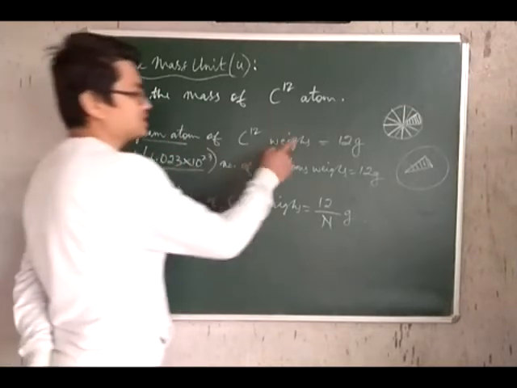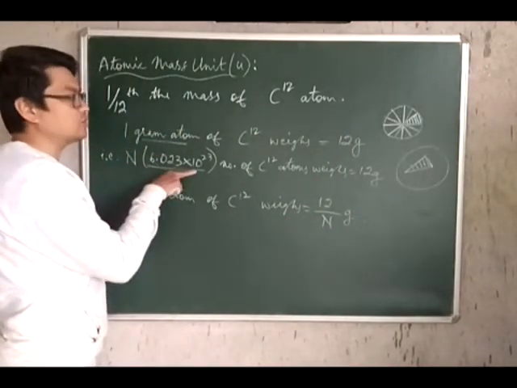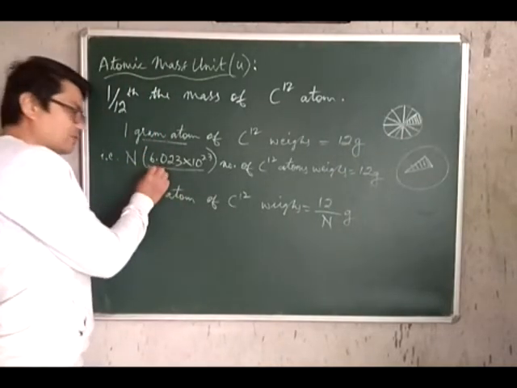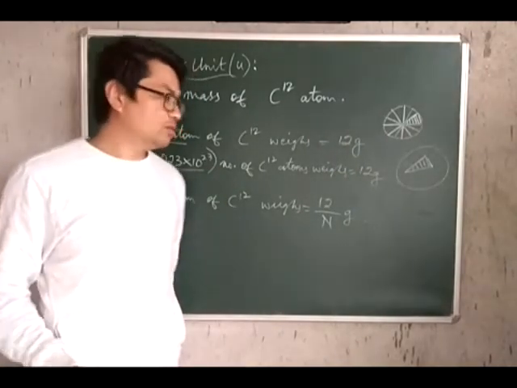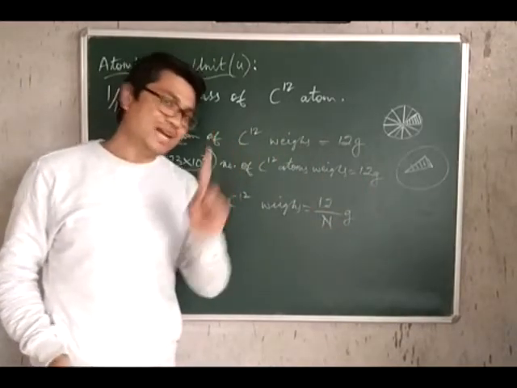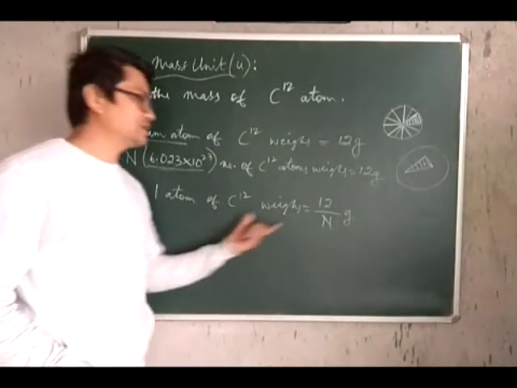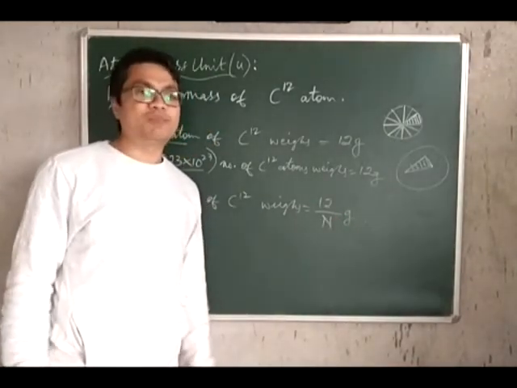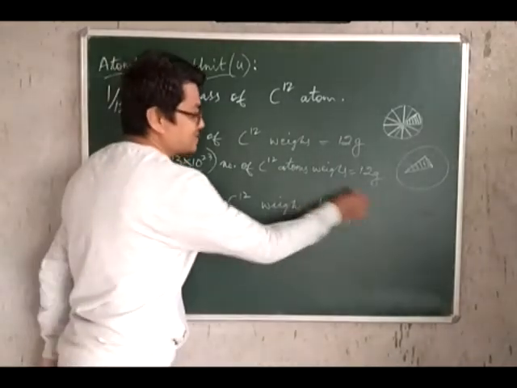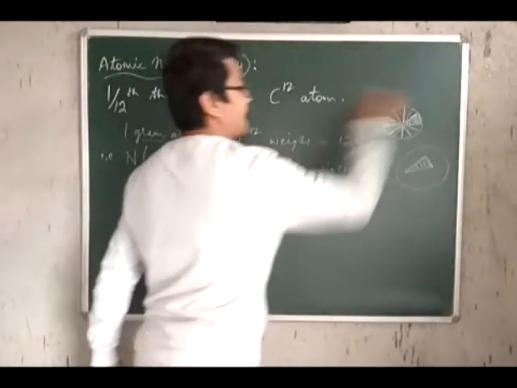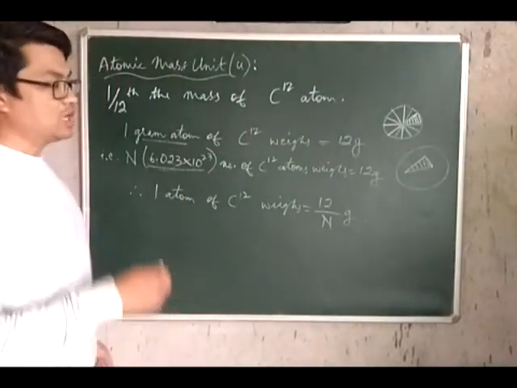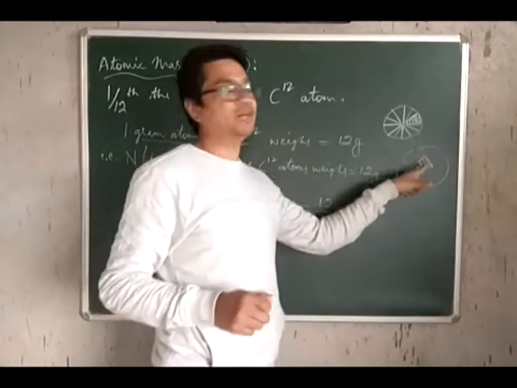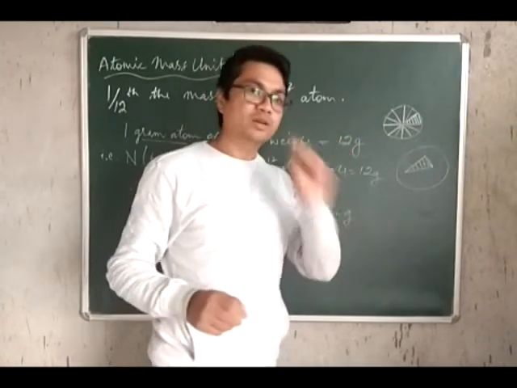So 1 gram atom of carbon C12 weighs 12 grams means Avogadro number of atoms of C12 weighs 12 grams. So if Avogadro number of atoms of carbon 12 weighs 12 grams, then one atom will weigh how much? One atom of carbon C12 will weigh 12 upon Avogadro number grams, 12 by N grams. So this is the mass of one whole atom of carbon 12. But we are not interested in one whole atom of carbon 12. We are interested in 1/12 part of that whole atom of carbon 12.